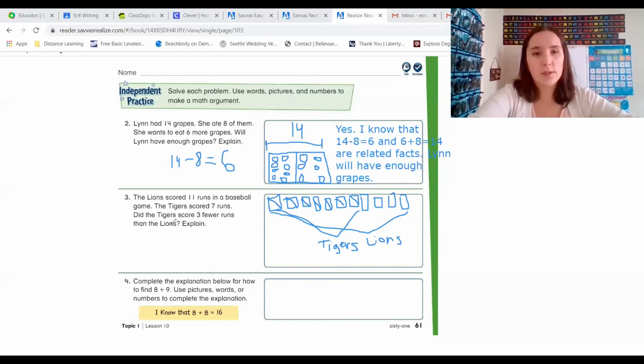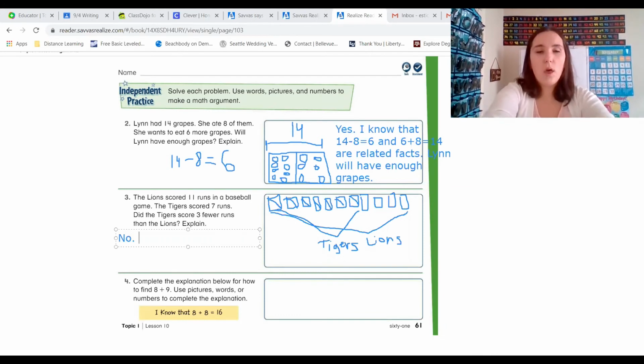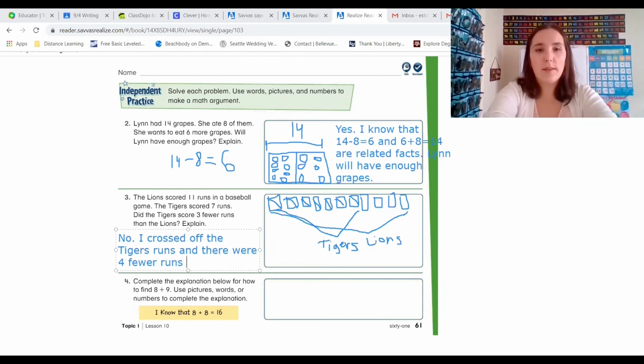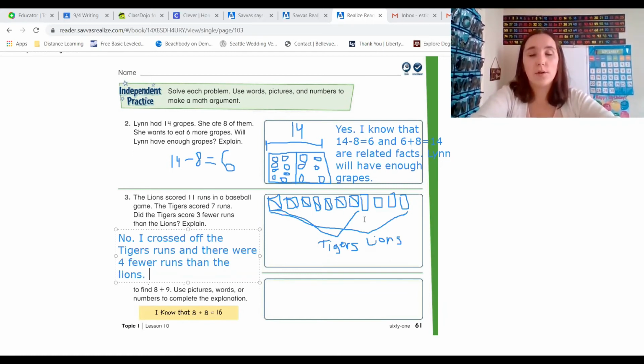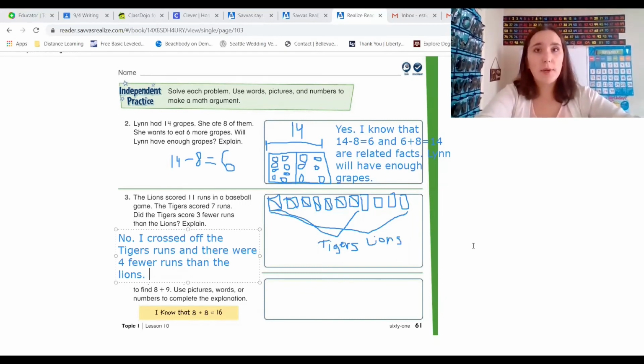So let's see what the question is. Did the Tigers score 3 fewer runs? So fewer means however many less. So they scored 4 less than Lions, not 3, okay? So let's explain our answer. I'm gonna say no. I crossed off the Tigers runs, and there were 4 fewer runs than the Lions. So we could see that they scored 4 fewer runs, not 3 fewer. Let's turn the page and do 2 more problems together.